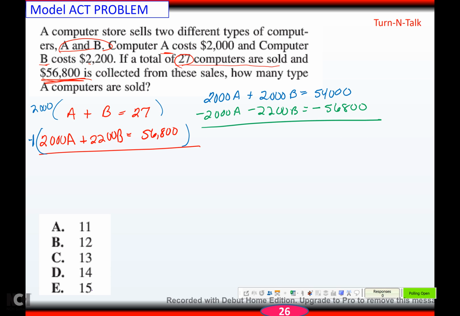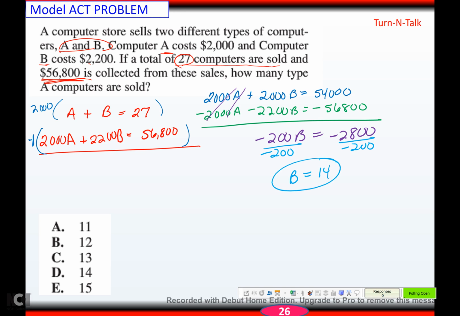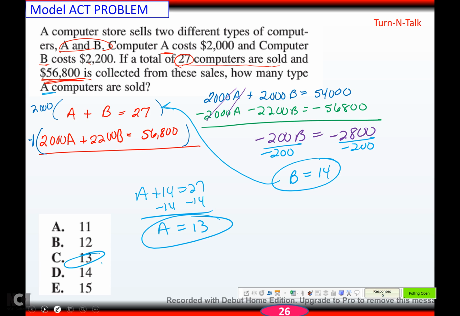So now when I combine, the A's cancel, 2,000 minus 2,200 is negative 200B equals, type that in, you get negative 2,800. So to get B alone, I'm going to divide by negative 200, and the number of B computers I sold is 14, which is not what they asked for. They asked for how many type A were sold. Well, substitute it back in. A plus 14 equals 27, minus 14, the number of A computers has to be 13. Okay?